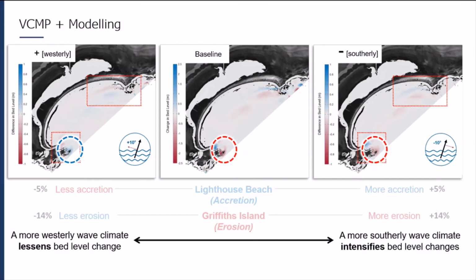This may be because when we have a more westerly wave climate, there's more wave blocking occurring in this system. So firstly, you get less erosion around Griffiths Island, and then that supplies less sediment to Lighthouse Beach for its accretion. And the opposite is true for the other rotation. If you have a more southerly rotation, it exposes the coast more to the dominant driving wave conditions, so you get more erosion on Griffiths Island, and that provides more sediment for greater accretion within Lighthouse Beach.